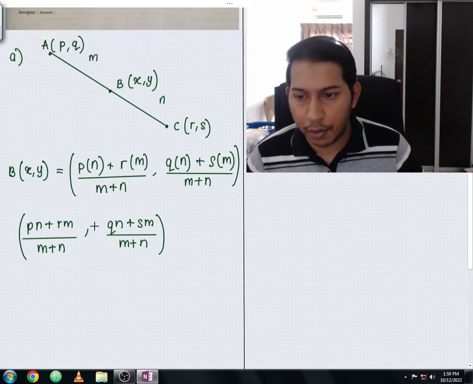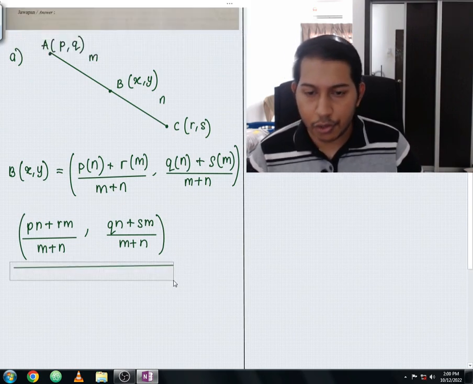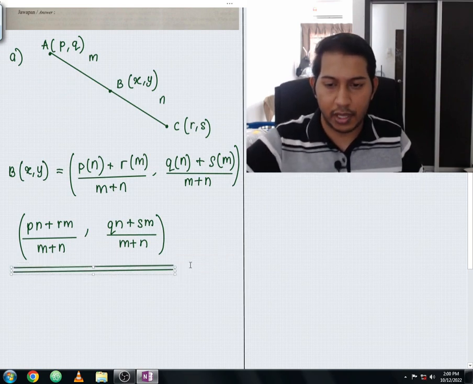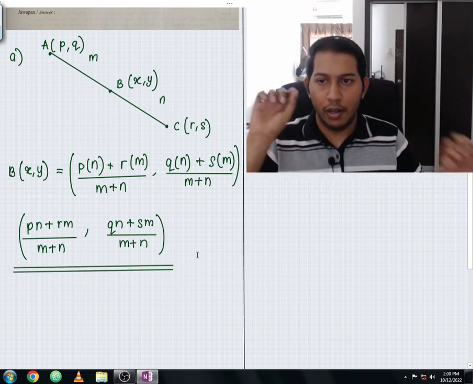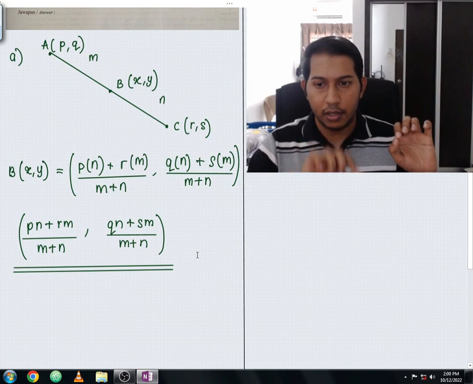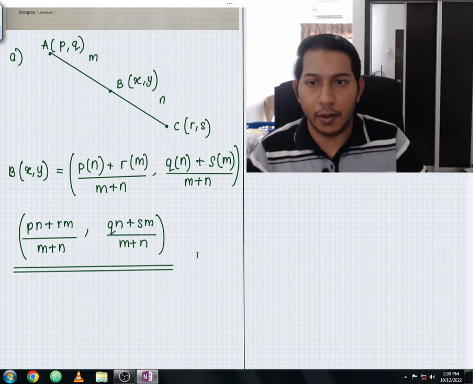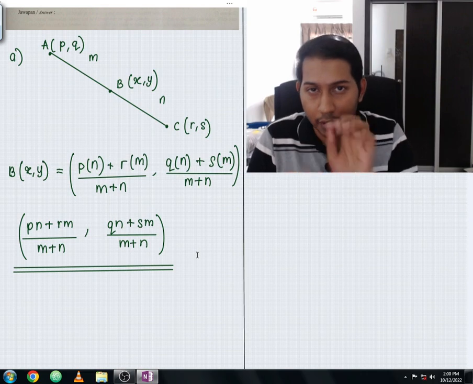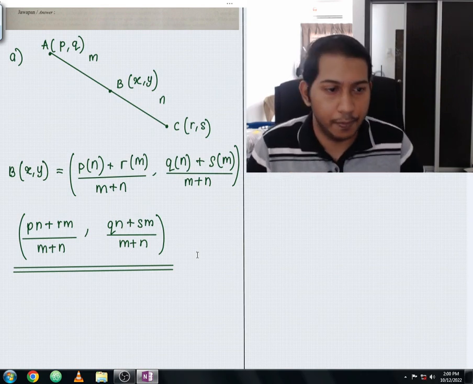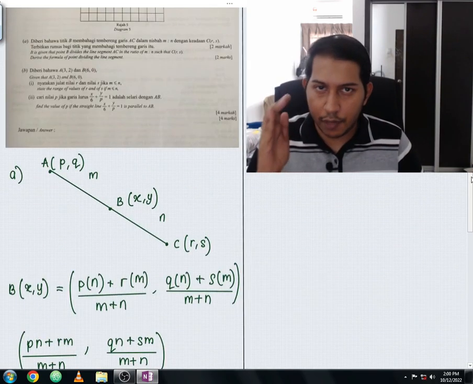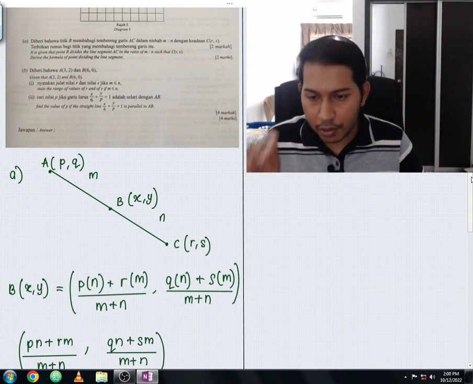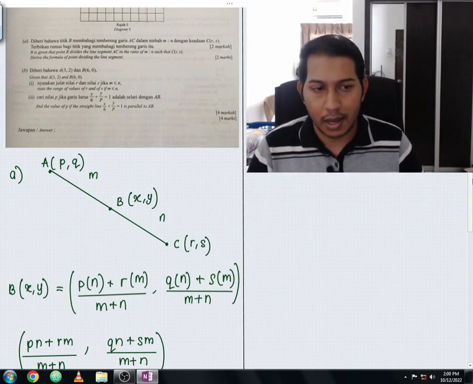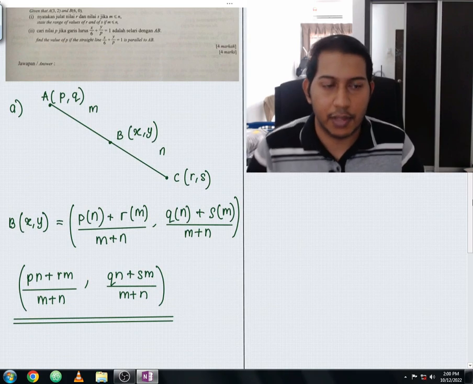For question part A, if you know how to apply the line segment formula, it should not be a problem for you to solve it. You just need to be careful when you're deriving. If you derive wrongly, of course you'll end up getting a wrong answer. So for that, you need to be extra careful. Otherwise, if you apply the line segment formula, you should be able to get the answer. So in this case, this is your answer for question part A.